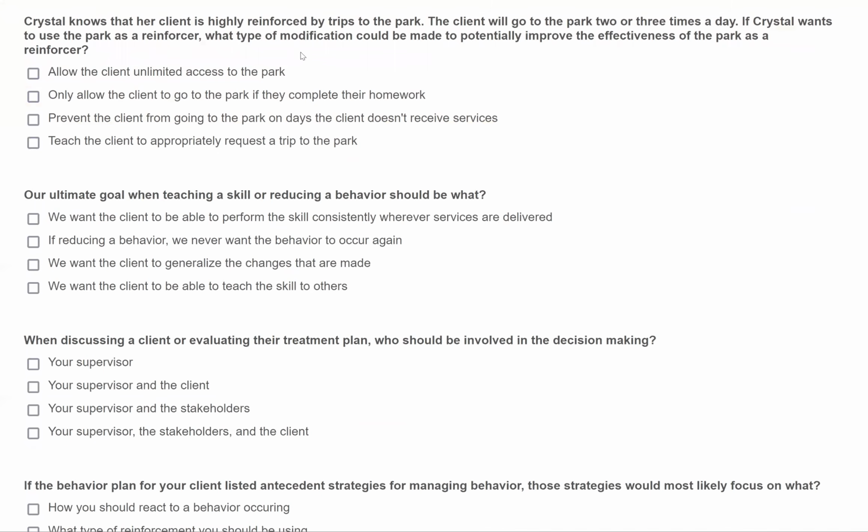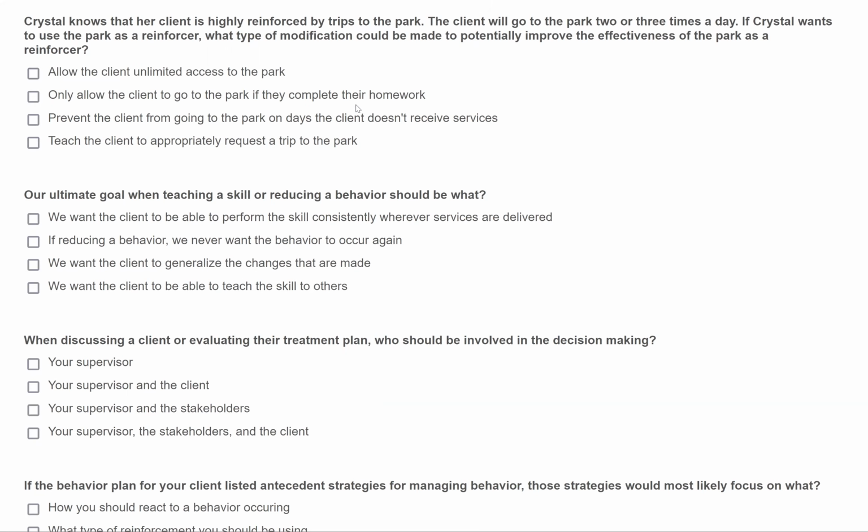Crystal knows that her client is highly reinforced by trips to the park. The client will go to the park 2 or 3 times a day. If Crystal wants to use the park as a reinforcer, what type of modification could be made to potentially improve the effectiveness of the park as a reinforcer? Okay, a mouthful, right? A lot of bigger words, right? Maybe more technical words, maybe a harder question.